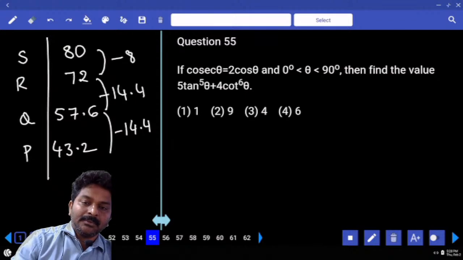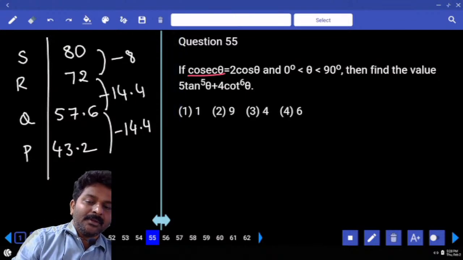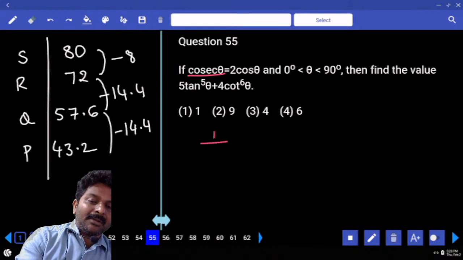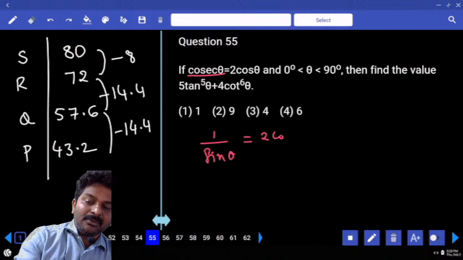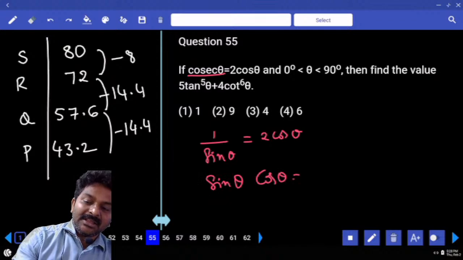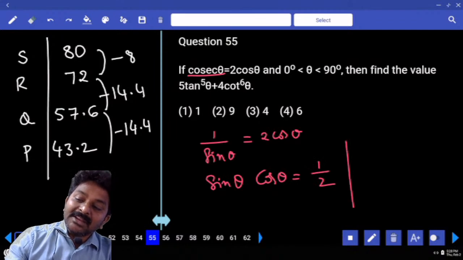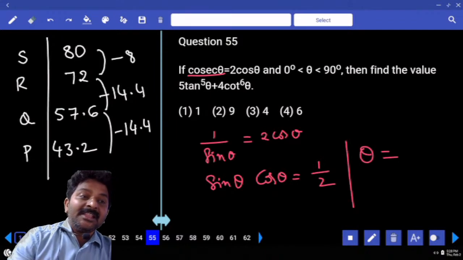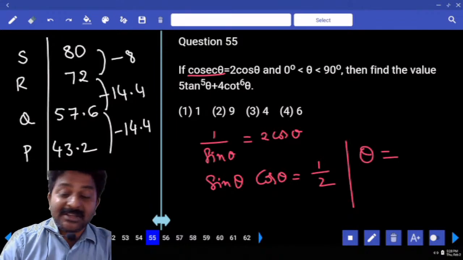Cosecant theta, 1 by sin theta, is equal to 2 cos theta. From this, sin theta cos theta is equal to 1 by 2. At what theta value does sin theta into cos theta become 1 by 2?